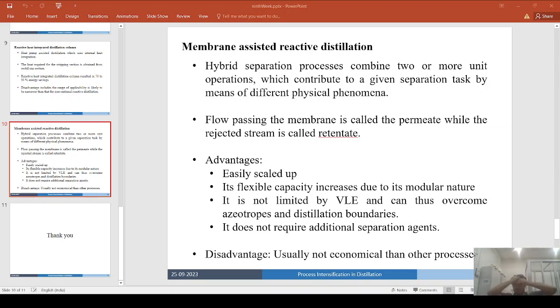This is because smaller columns and reflux ratios can achieve a specified separation. For achieving a specified separation efficiency, you would require a much smaller column and much lower reflux ratios, and thus you would get an overall improvement in system performance, which would allow you to further reduce capital investment and therefore lead to a compact process design, which is one of the main features of process intensification.